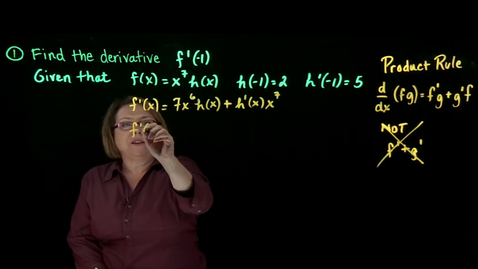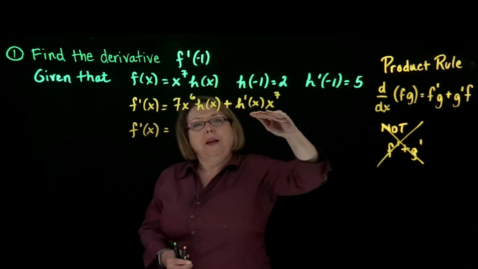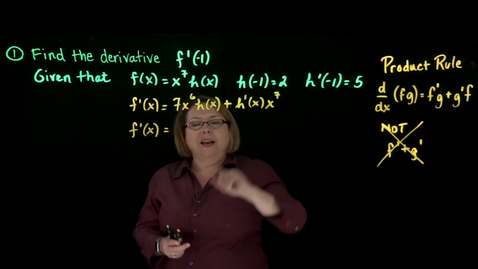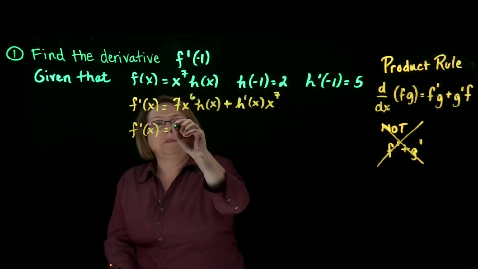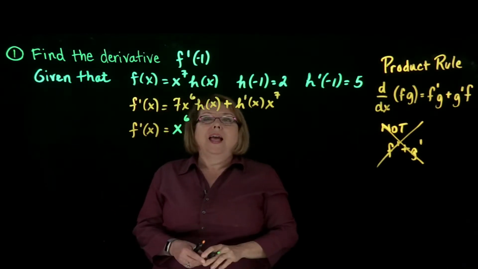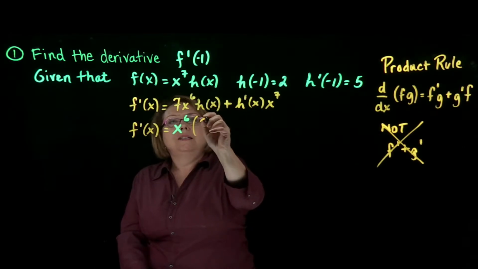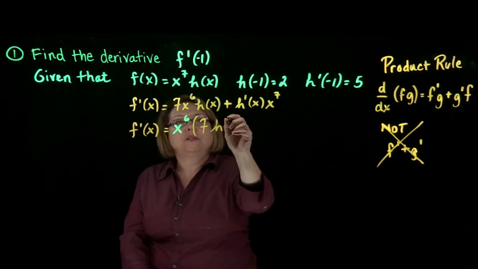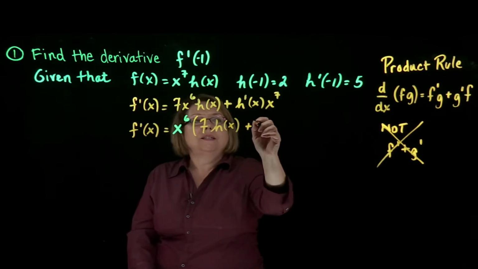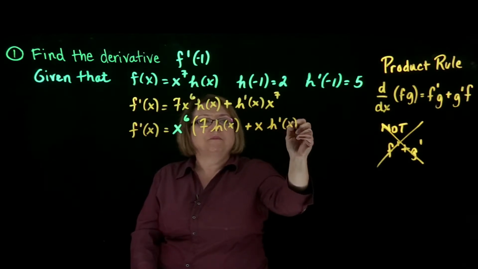Let's think about factoring. What do these terms, this term and this term, have in common? Well, I see that they both have x to the 6th in them, so let me go ahead and factor out the x to the 6th. And then what will that leave me here? It will leave me 7h of x plus x times h prime of x.